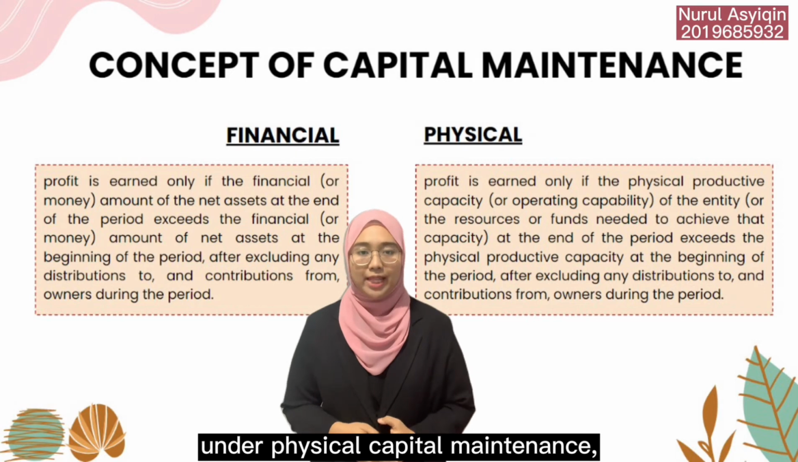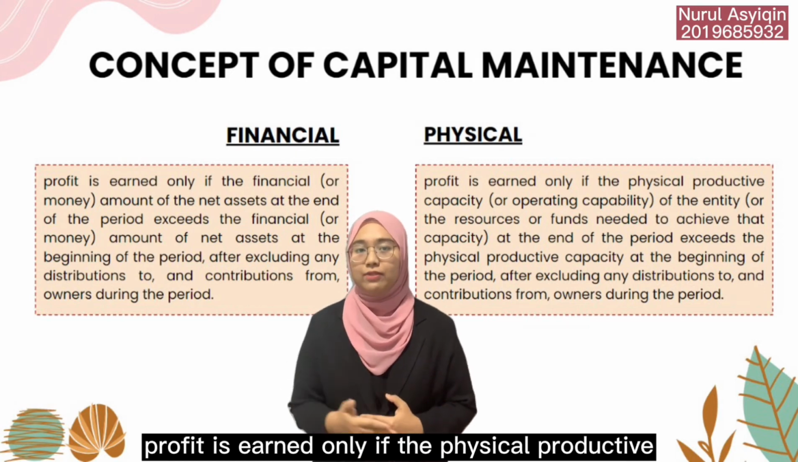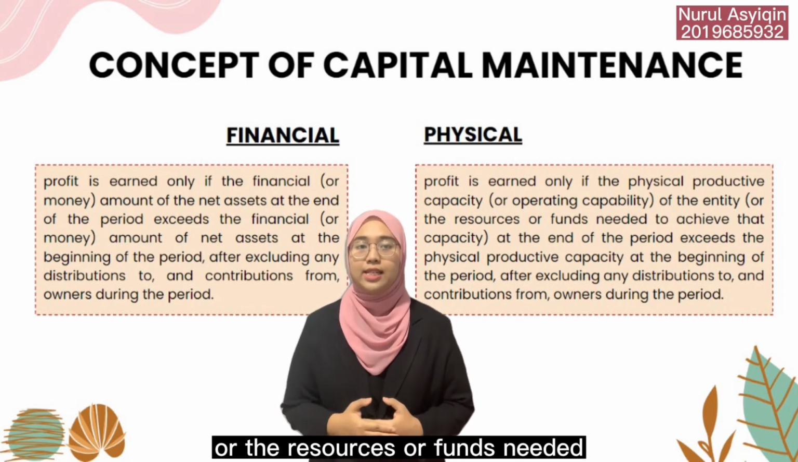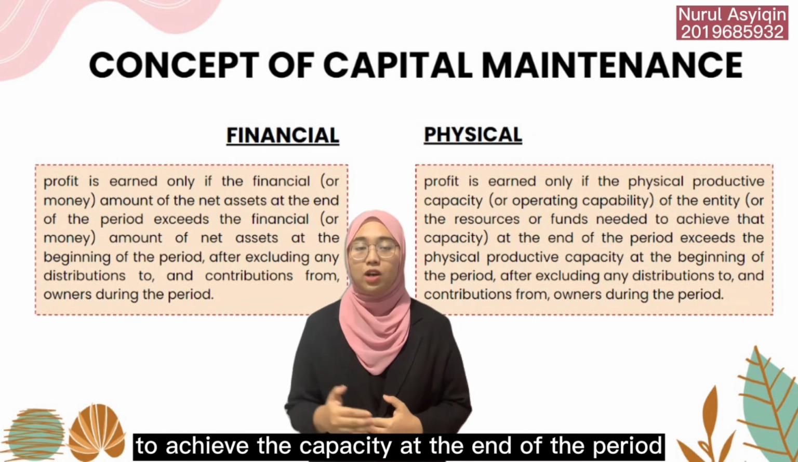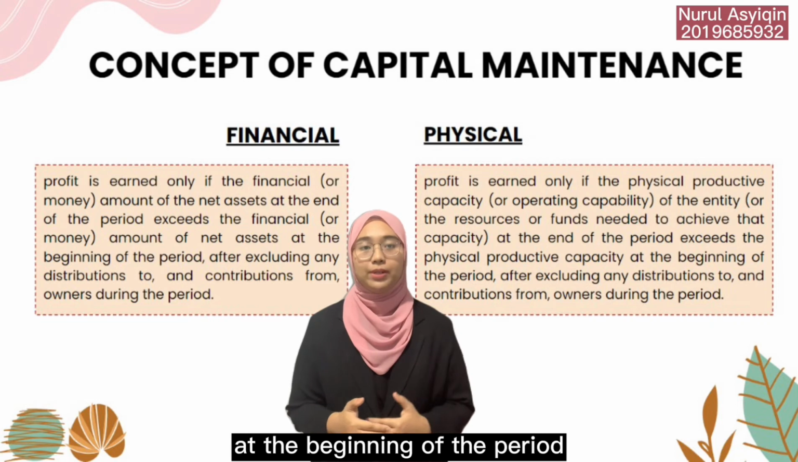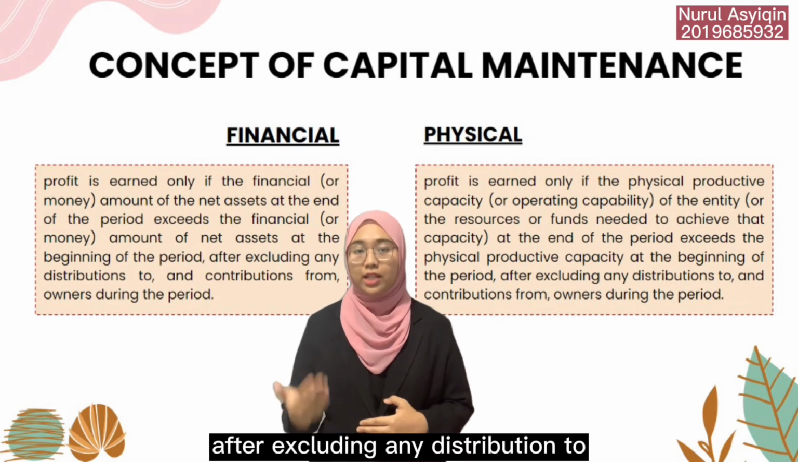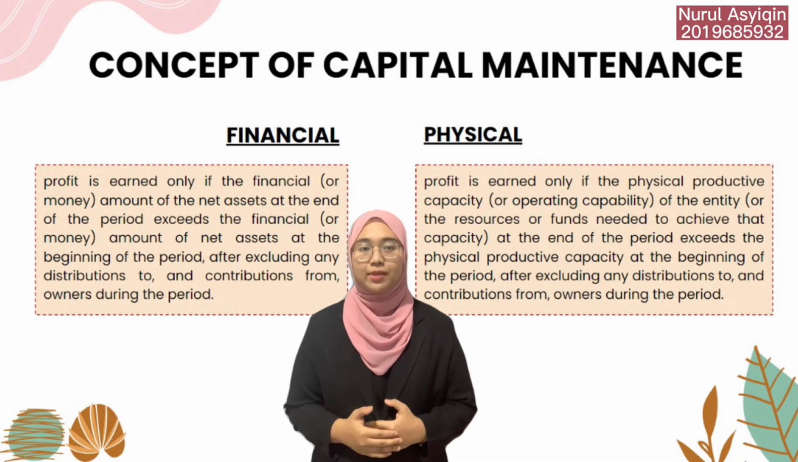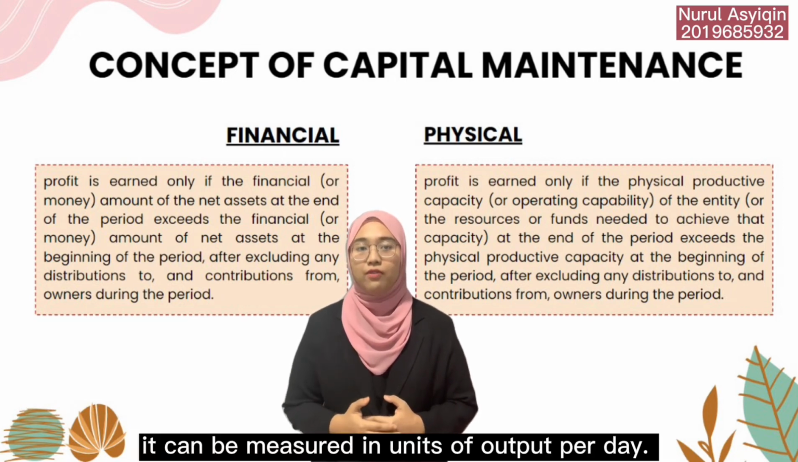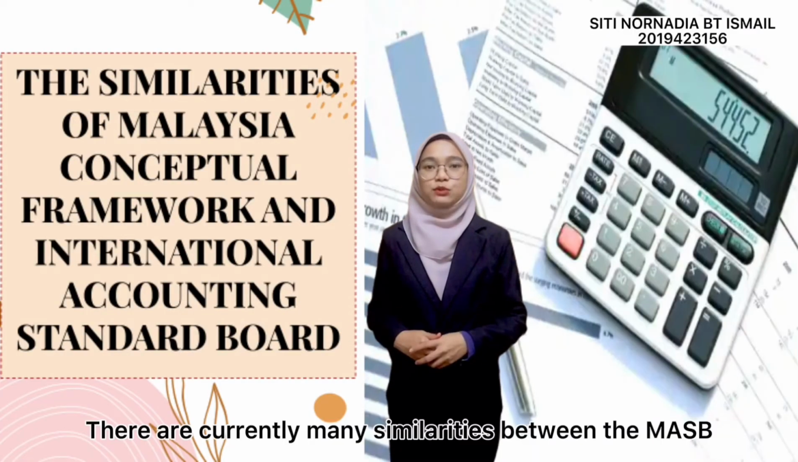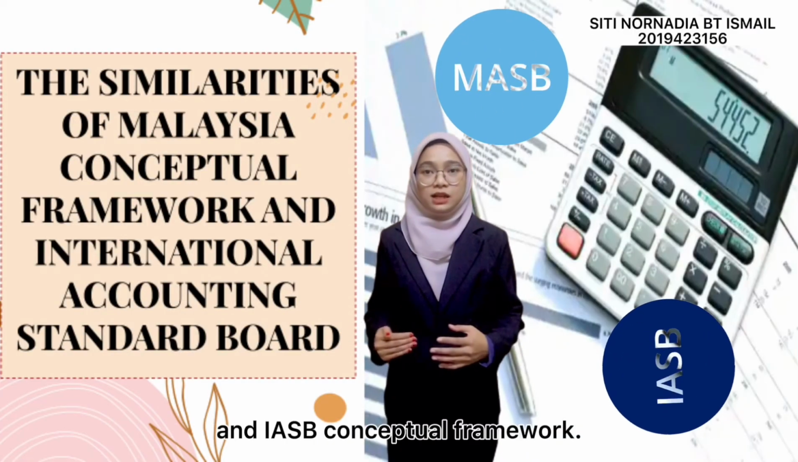Under physical capital maintenance, profit is earned only if the physical productive capacity or operating capability of the entity, or the resources or funds needed to achieve that capacity, at the end of the period exceeds the physical productive capacity at the beginning of the period, after excluding any distribution to or any distribution from owners during the period. It can be measured in units of output per day. There are currently many similarities between the MASB and IASB conceptual framework.